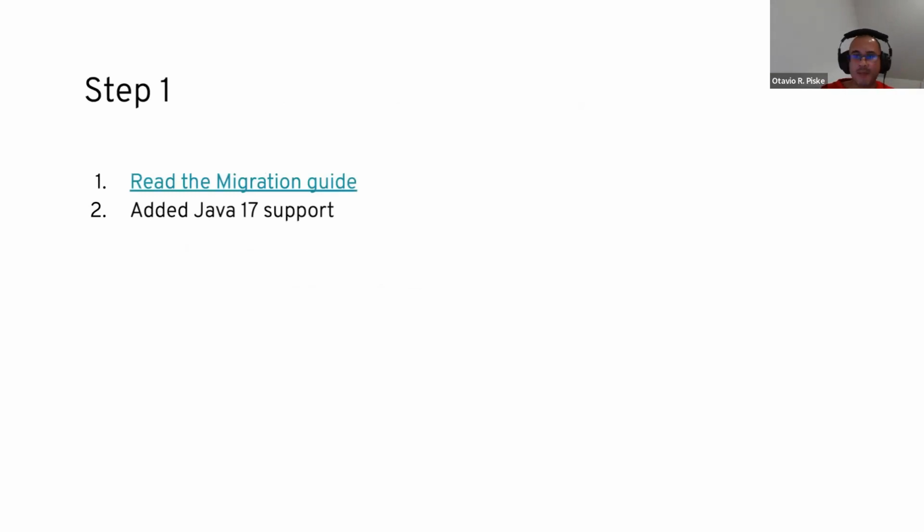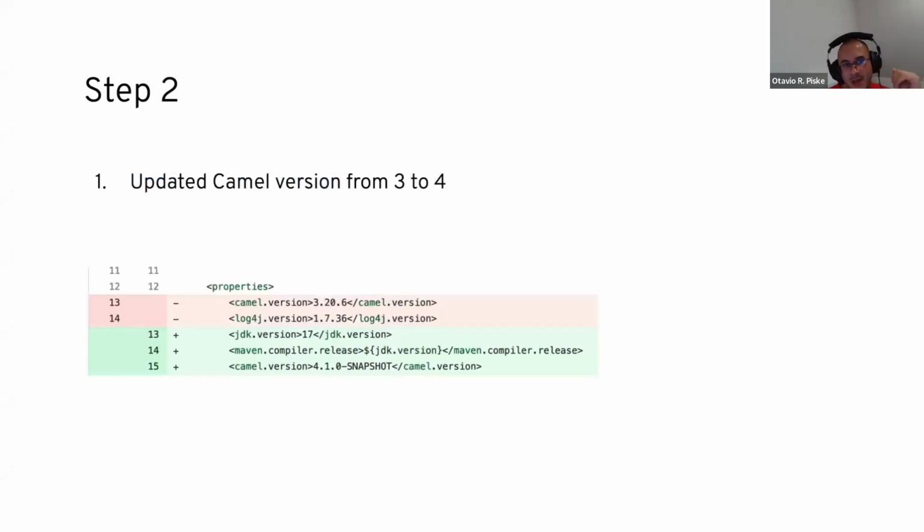So I started the upgrade process first by reading the migration guide. I wanted to refresh my knowledge of all the changes that happened in Camel 4, and I wanted to cross that with my knowledge of the application and see if there were any major blockers or any major feature that was missing. And with that preparation in mind, I started by adding Java 17 support to the application, and then by updating the Camel version from 3 to 4.